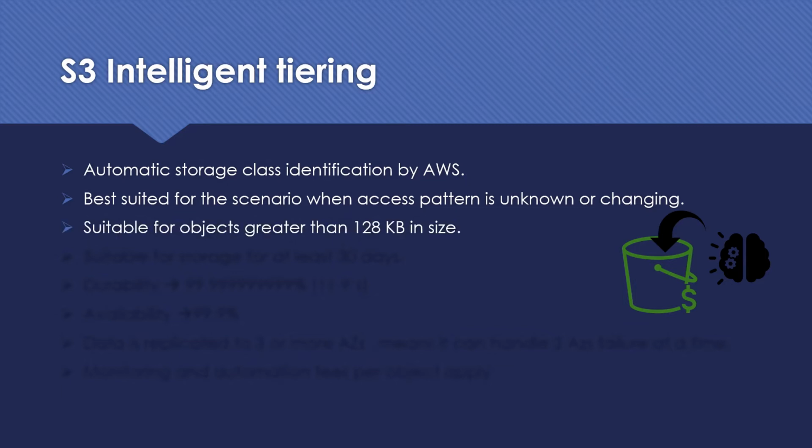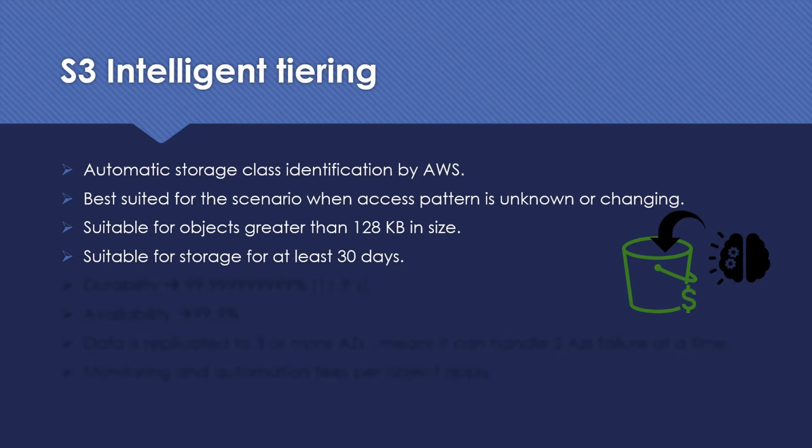It is suitable for objects greater than 128 KB in size. This is the point that we discussed. If the size of an object is less than 128 KB, then it is not eligible for intelligent tiering. If you choose Intelligent-Tiering for an object smaller than 128 KB, then by default S3 will put it in the infrequent access class, and it won't do any analysis on it to move it to different classes. So your object size should be at least 128 KB so that S3 can apply intelligent tiering on it.